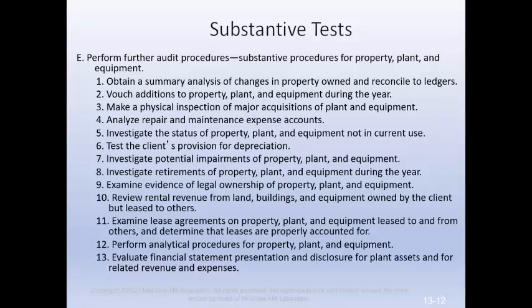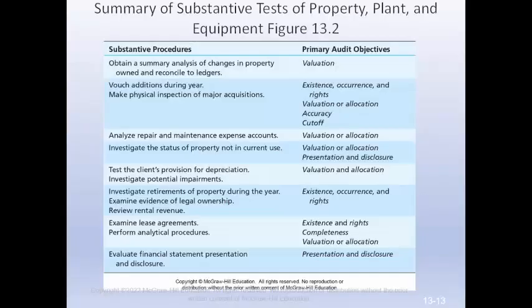The auditor needs to investigate potential impairments to property, plant, and equipment and also retirements during the year. The auditor should examine evidence of legal ownership and review rental revenue and associated lease agreements from land, buildings, and equipment owned by the client but leased to others, perform any analytical procedures, and finally evaluate financial statement presentation and disclosure for plant assets and for related revenue and expenses. This slide lists the substantive procedures for property, plant, and equipment and the related audit objectives and management assertions.